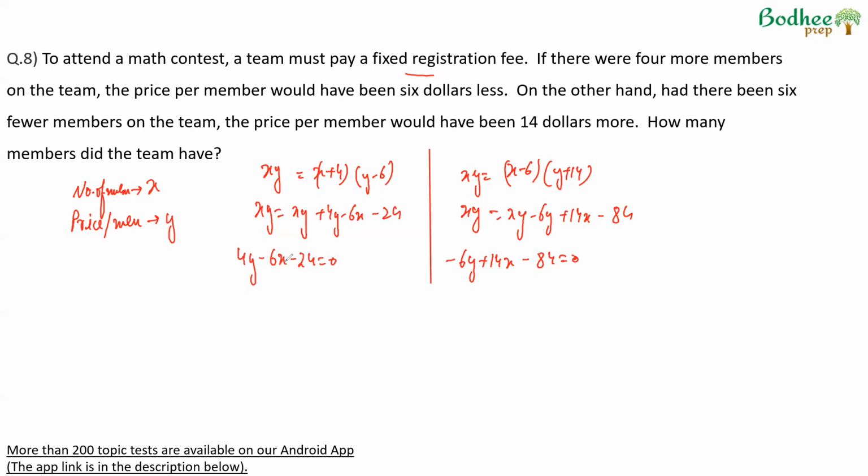How many members were in the team? We're trying to find X. So what we do is we first divide this by 2, then multiply this by 3.